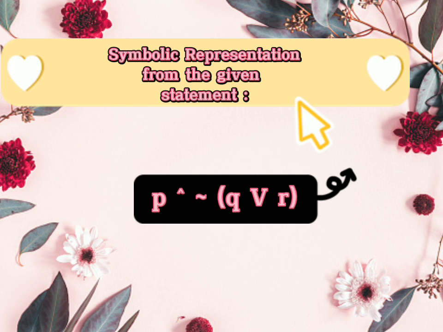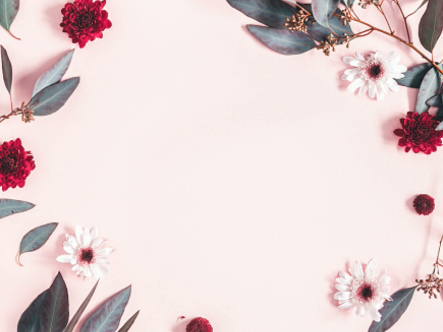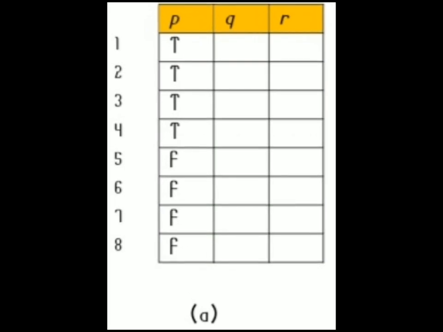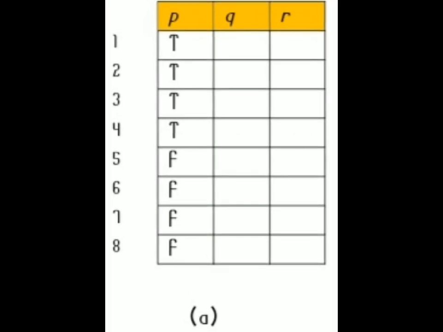Since there are three letters, we need 2 raised to the power of 3, which is 8 rows. We start with 3 columns, 1 for each letter. To account for all possible combinations of P, Q, and R as true or false, we proceed to the next step. Fill the first half, or 4 rows, of column 1 with Ts, or true, and the rest 4 rows with Fs, or false. For the next column, split each half into halves, the first half receiving true and the second false. In other words, alternate 2 Ts and 2 Fs in column 2 as shown in the next slide.